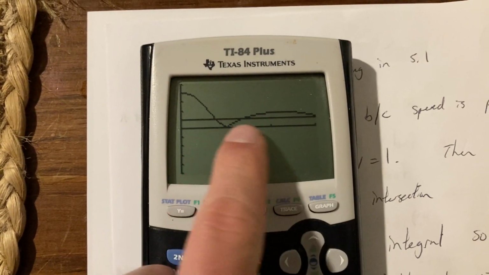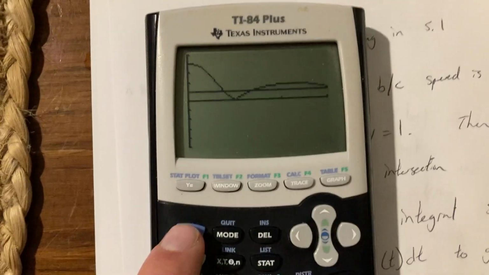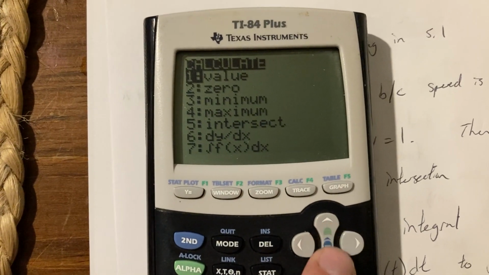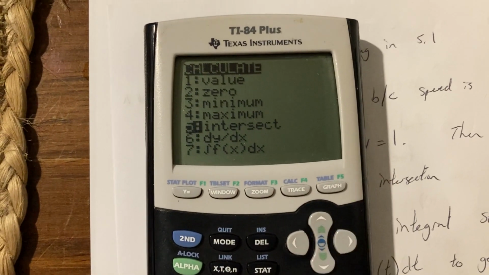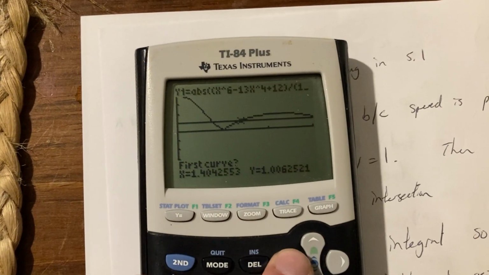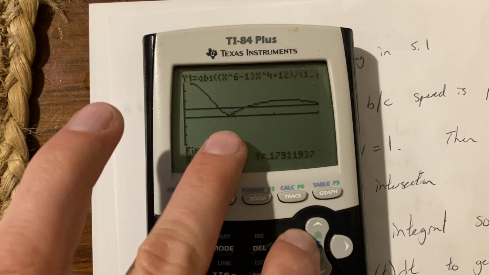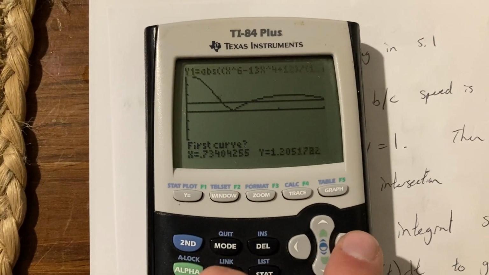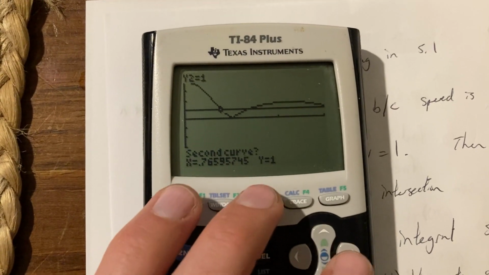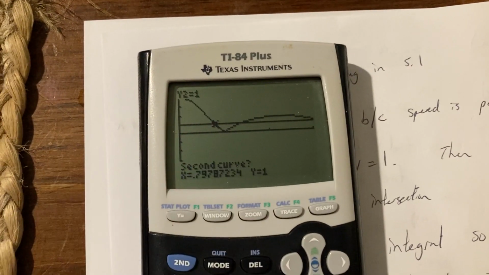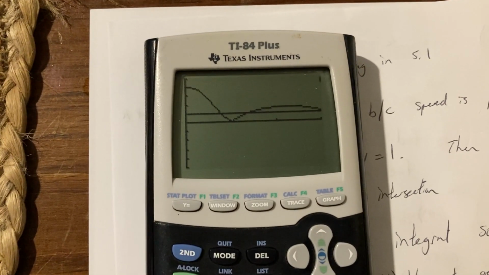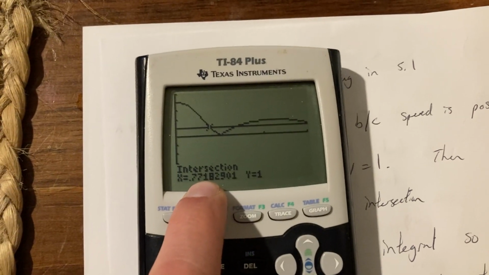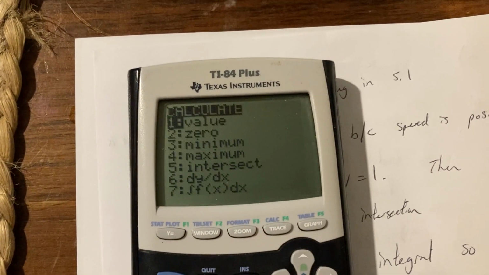Okay, so there's our two values. The question is, how do we find these two values? If you hit second trace or calculate, you can find the value not by hitting value, but by hitting intersect. Where are these two intersecting? So on your first line, you see that cursor moving? Okay, so we're finding the first curve. That's this one. The second curve, now I'm on the y equals 1 line. I'm just trying to get it close. And there it is, 0.7718.